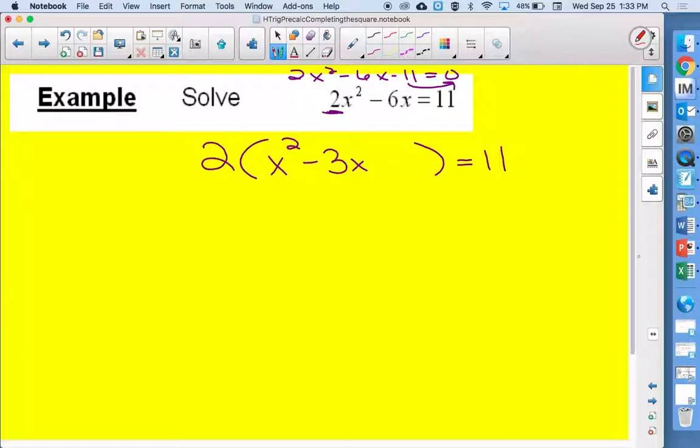It has to be a 1 in order to complete the square. The next step is still to take b and divide it by 2. But you're using this b, not the b that we initially had. Because we took out the 2, we're using the numbers after we factored out the 2. So we have a negative 3. We're dividing that by 2, and we're squaring it.